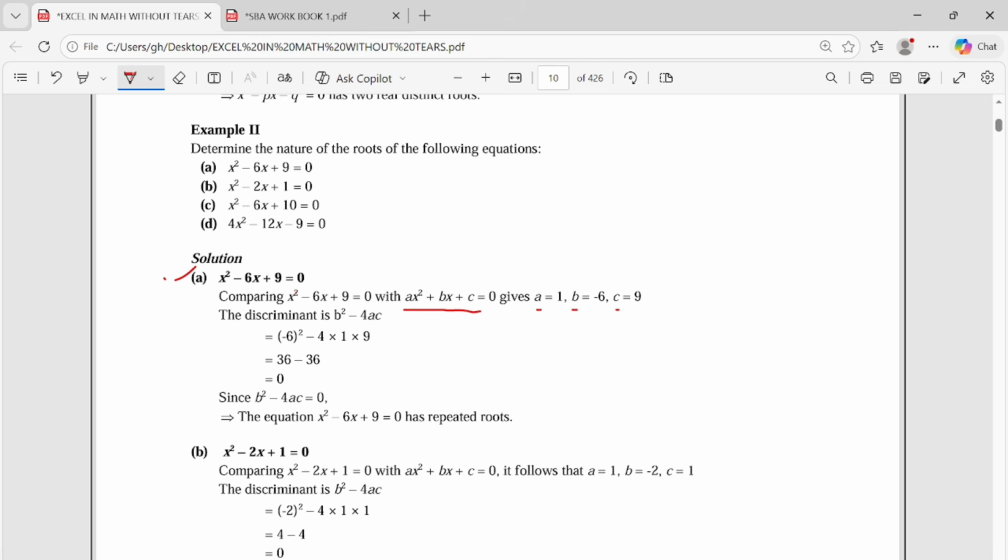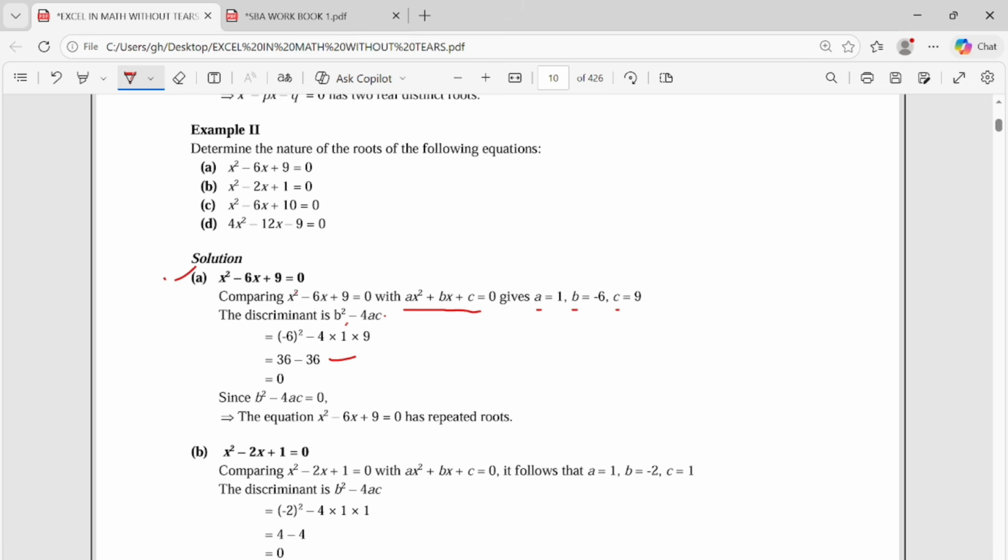After getting the values of a, b and c, you now substitute in your discriminant, b squared minus 4ac. So you substitute in the value of b, the value of a, and the value of c, and you come up with -6 squared minus 4 times 1 times 9. So you come up with 36 minus 36, and that's 0.